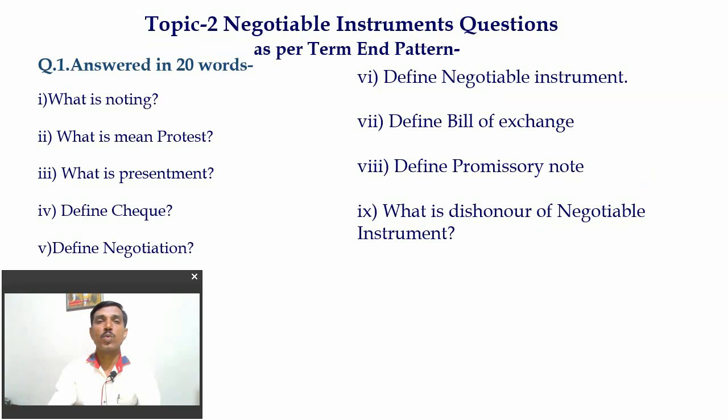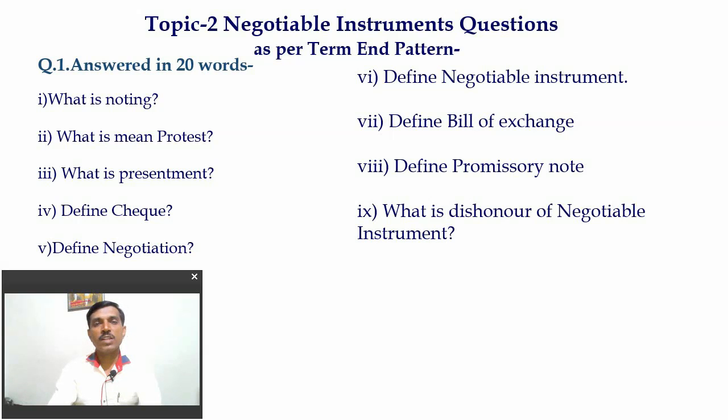Next point is the questions on topic number 2, Negotiable Instrument Act 1881. Here is the end of topic number 2. So answer in 20 words as per the term and pattern. What is the noting under section 99? Whenever we take a notary public when a negotiable instrument is dishonored. What is meant by protest? When we take the dishonor of a negotiable instrument for certification under a notary public, we call it protest.